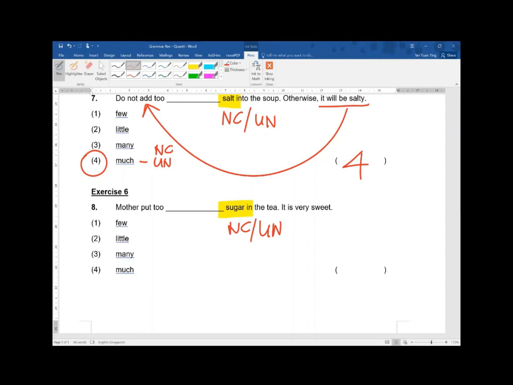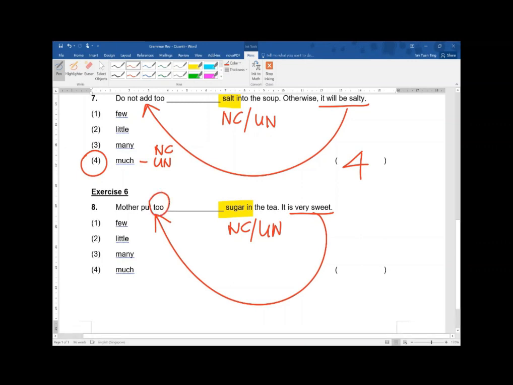Okay, now let's look at the meaning of the entire sentence over here. It is very sweet. Again, likewise, something can only be very sweet if you put a lot of it. So in this case, I'm putting too, either many or much. And I remember that sugar is an uncountable noun. So the answer will be number 4, too much of it.